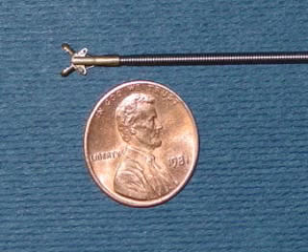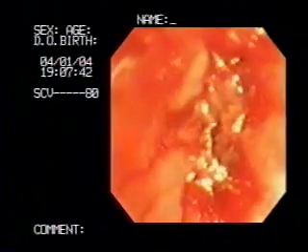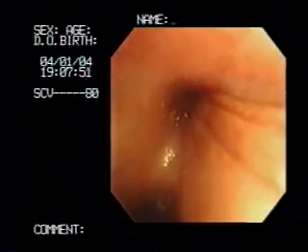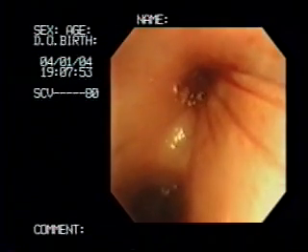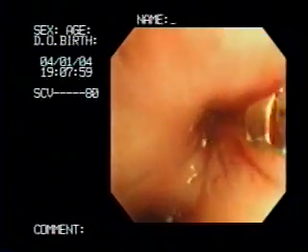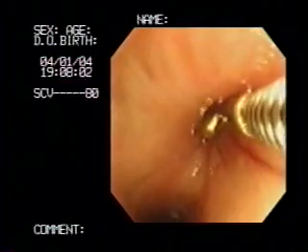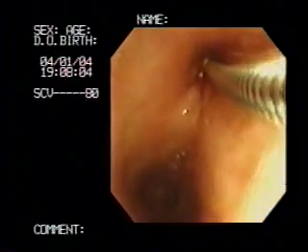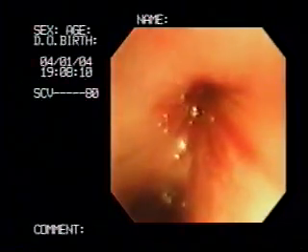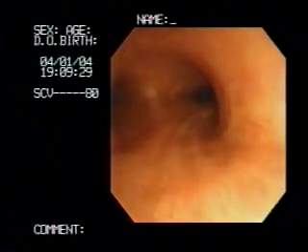A microcup forceps can also be used to obtain tissue cells. The forceps is opened, inserted into the bronchus, closed around the tumor, and then withdrawn through the scope. After the tumor has been biopsied, the procedure is discontinued and the bronchoscope is removed.